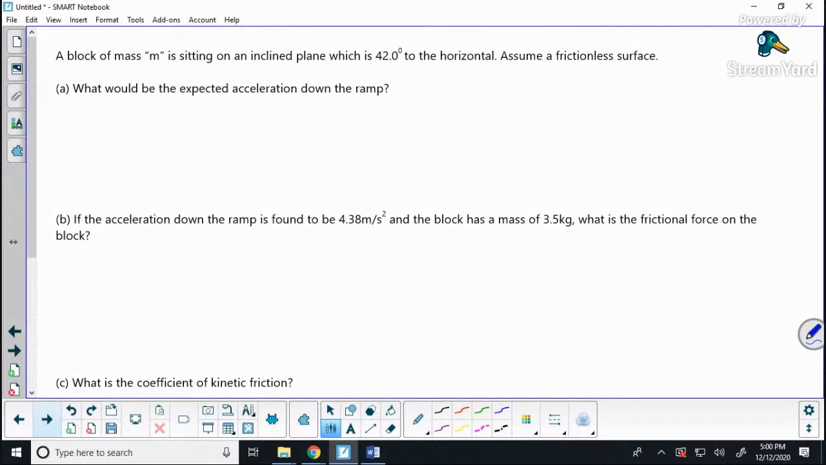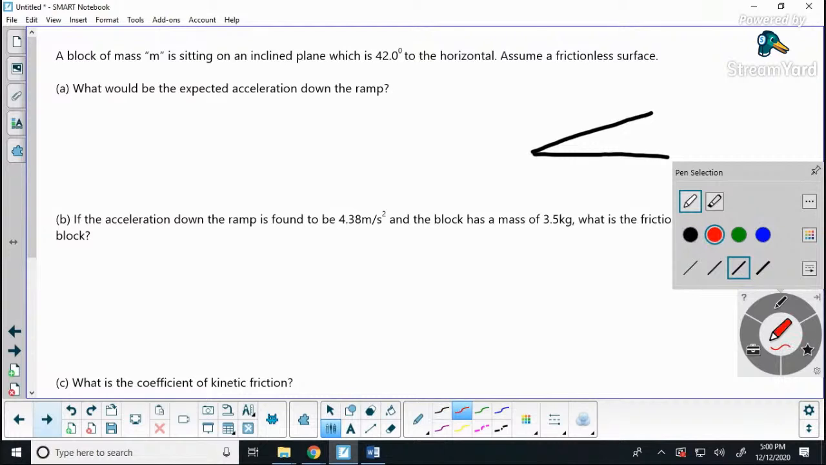It says a block of mass m is sitting on an inclined plane, which is 42 degrees to the horizontal. Assume a frictionless surface. So I'm going to draw my inclined plane. I'm going to draw my box. And now I'm going to start inserting forces. So the first one, again, is going to be my force of gravity. I'm going to have a force normal. I'm going to have that force normal in the y, and my force normal in the x.